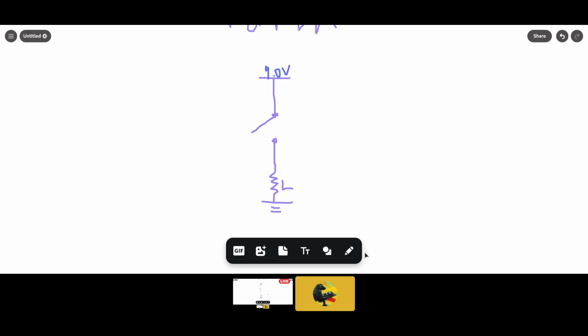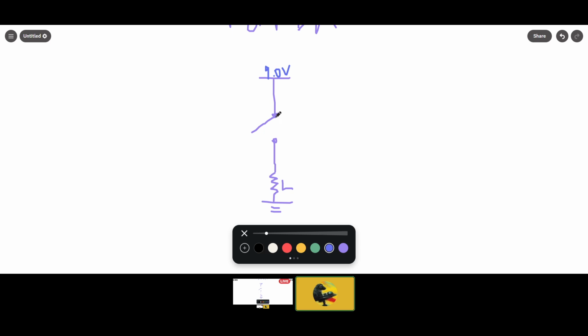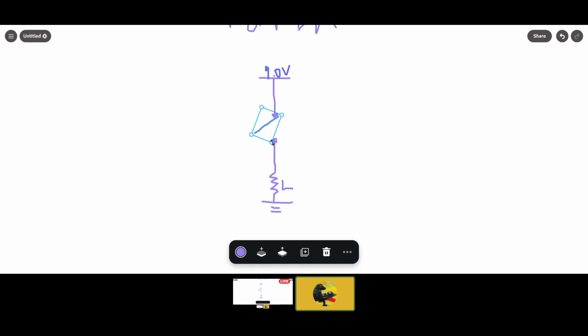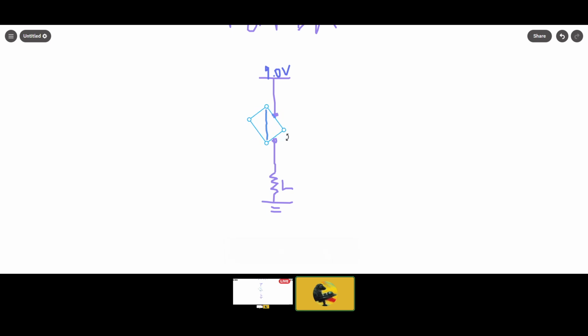When the switch is closed, the voltage at L is actually going to be 9 volts. It's going to be 9 volts because of KVL, I mean, not really KVL. You can just think of it as a pretty simple circuit. So when the switch is closed, the voltage at L will be 9 volts. But what if it's open?